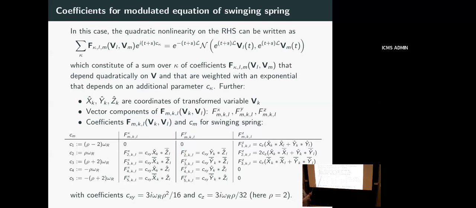So the L and M somehow depend on the higher-order representation of the solution, depending on the phase. And this kappa is just, we need more of these terms to represent the swinging spring. So this is it.